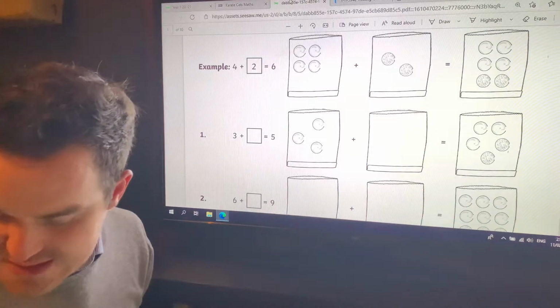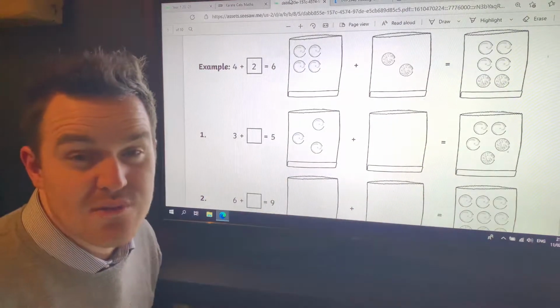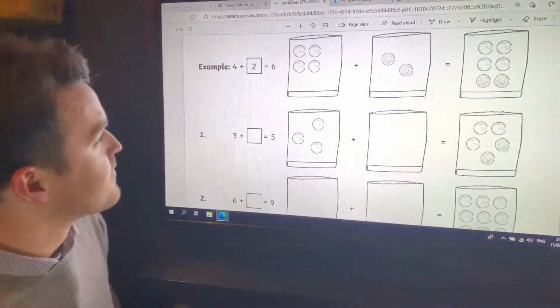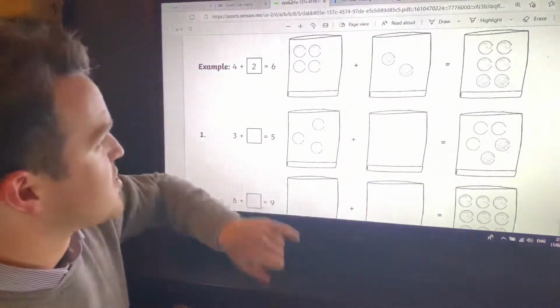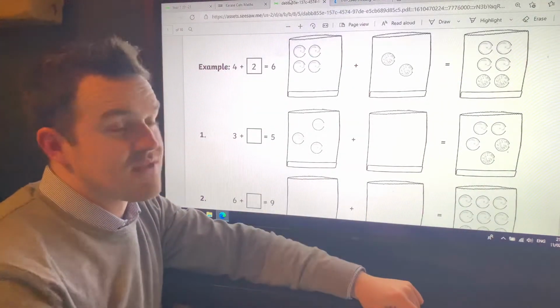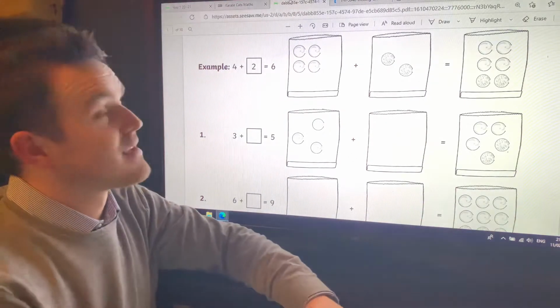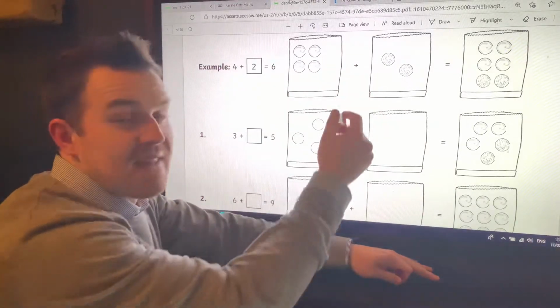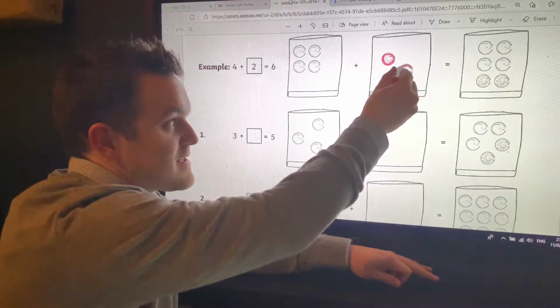This first example I'm using has pictures, okay? We'll start off nice and easy. We'll make it a little bit harder as we go on. So the example is 4 plus something equals 6. So they had 4. They wanted to get to 6. So they wanted to see how many more they had to add on to 4 to get to 6. And this is what they did. They started with their 4 and they added on one. So they went 5. And they added on another one, 6.